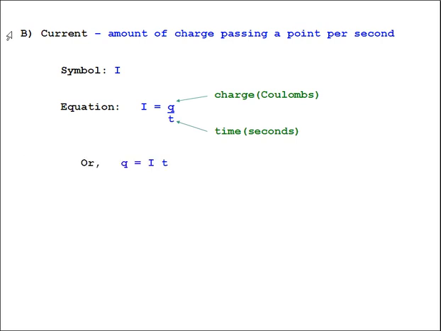You can rearrange that, of course, and say, oh, okay, well, the charge that moves in total is actually just equal to I times T. The units for current are actually amps, and 1 amp is equivalent to 1 coulomb of charge every second that's actually moving.